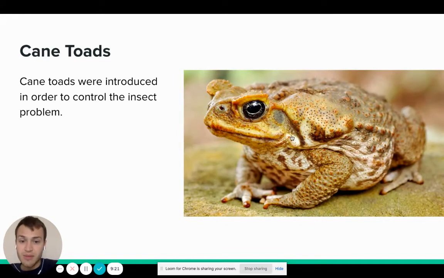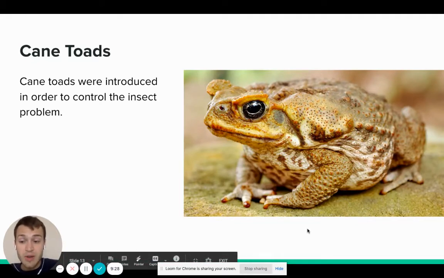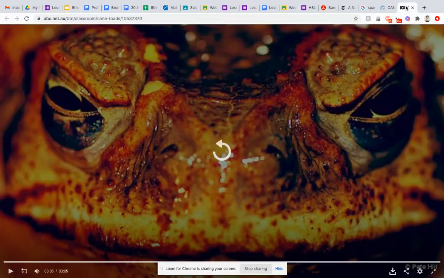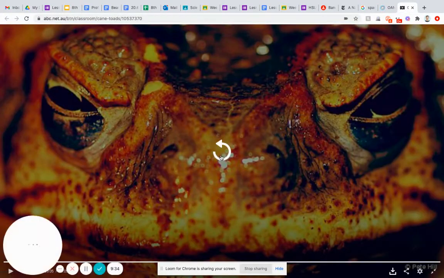So this is a cane toad. Cane toads are non-native species. They're actually from South America. So we're going to watch a video that explains how cane toads continue to exist in Australia, and actually how that's a big problem.